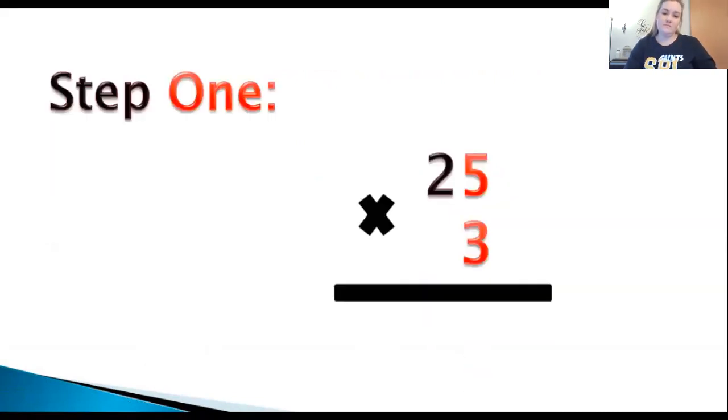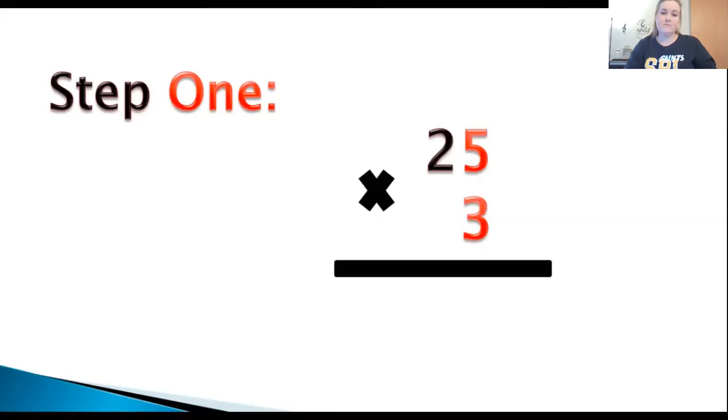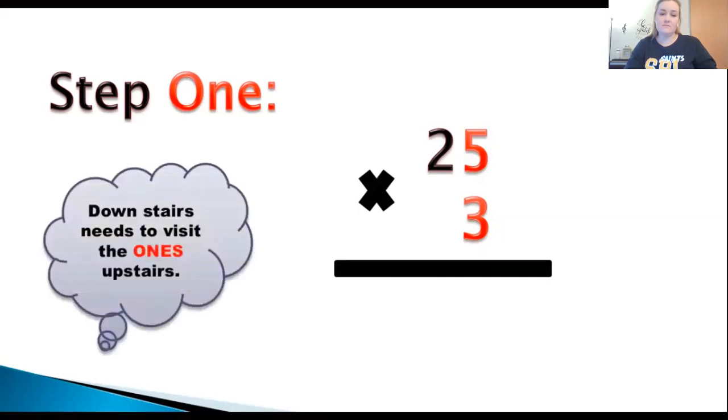In step 1, we have the same problem, 25 times 3. You're going to do the numbers that are in red, these factors right here, 5 and 3. The downstairs number needs to visit the ones place, in order. They visit everybody in order upstairs. So we're going to start with the ones place. So 3 times the 5. 3 is a factor, the 5 is a factor. 3 times 5 gives you a product of, that's right, good job, 15.